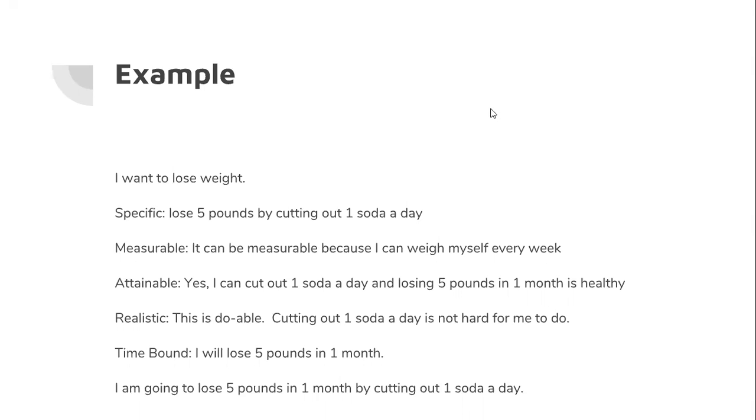So when we talk about goals, think about it as something that you should do throughout your whole entire life, not just for this class, but something that's going to help you be successful in those things that you want to do.